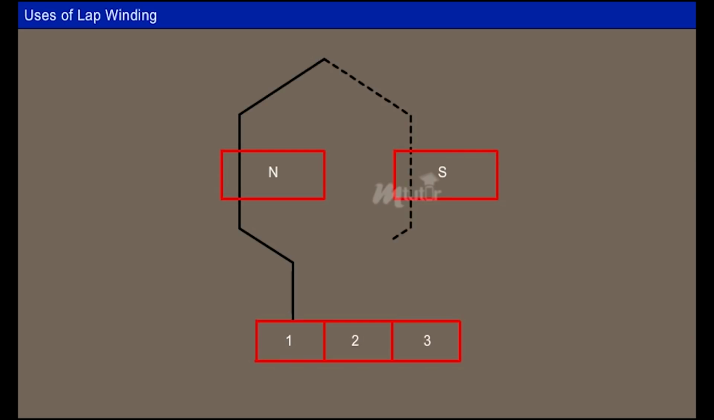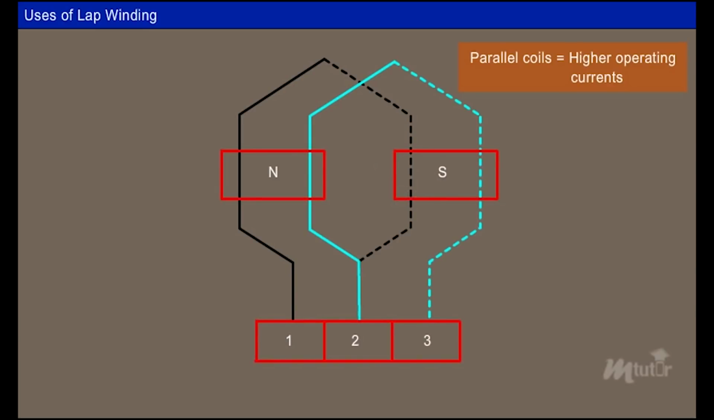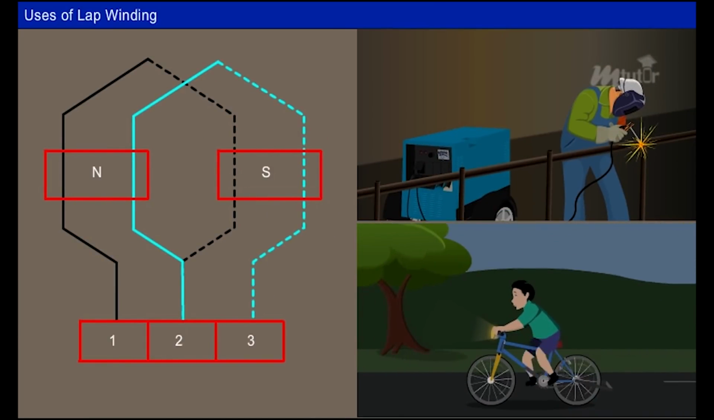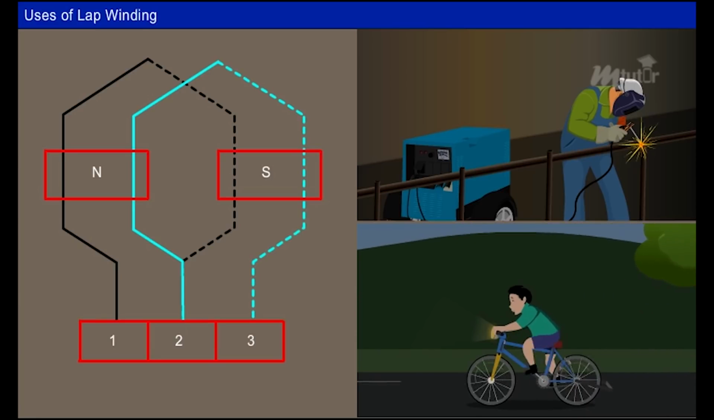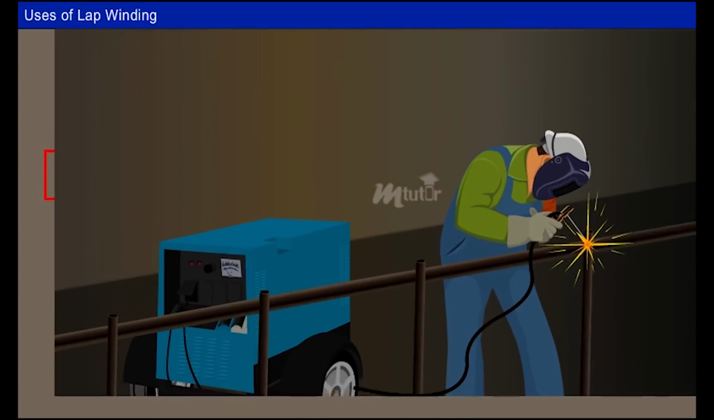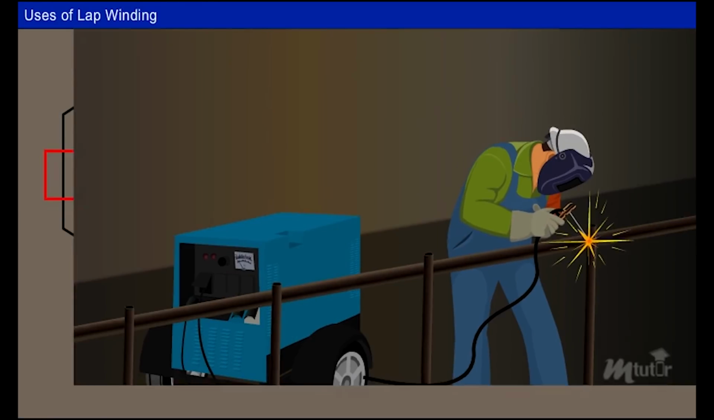As we have seen, in the lap-type winding, the coils overlap and are parallel to each other. Hence, the current capacity of each lap winding gets added, providing higher operating current. Therefore, this type of armature winding is used in applications requiring high current and low voltage. One such application is the welding generator machine, which produces higher current for welding purposes.